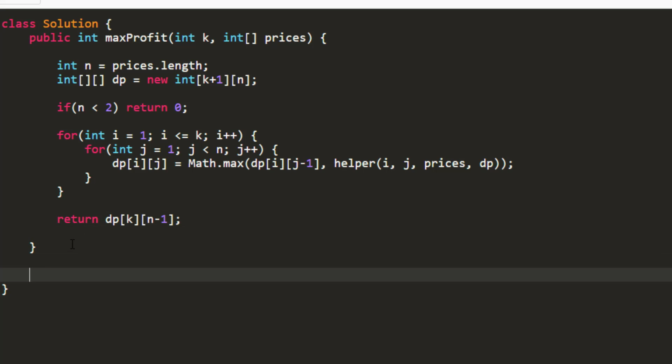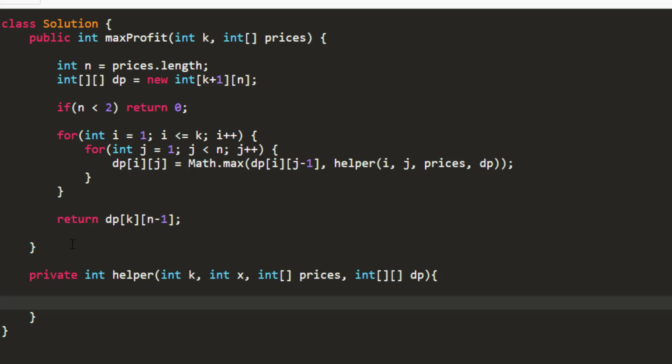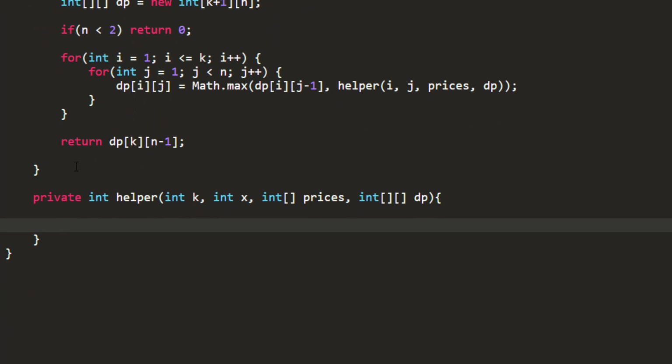All that's left with us is writing the helper method. That is going to return an integer and it has the value of the current k, the value of current x that we considered in our examples, the prices array which is an integer array, and the dp array which is also an integer 2D array. Over here we were looping from 0 to x.